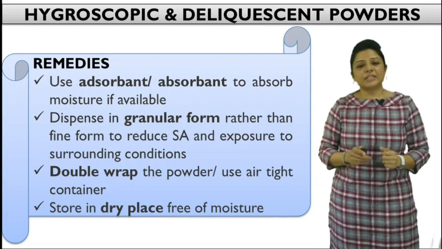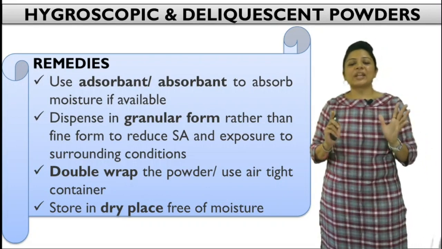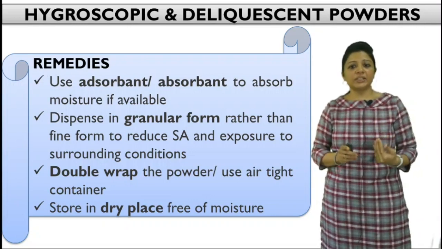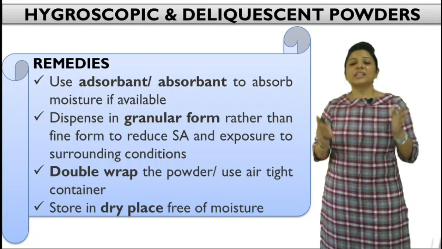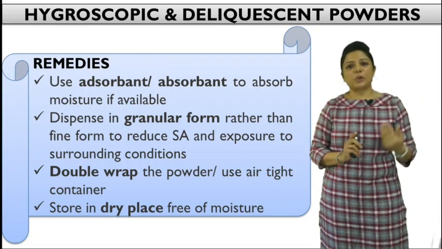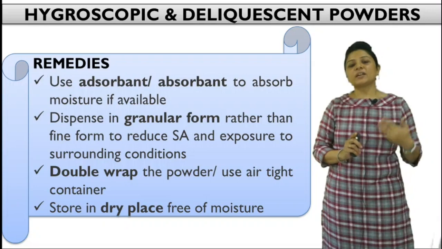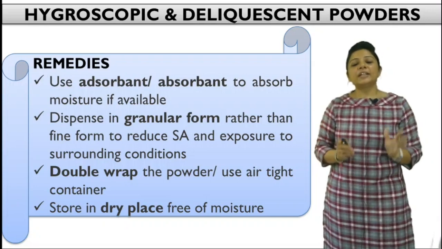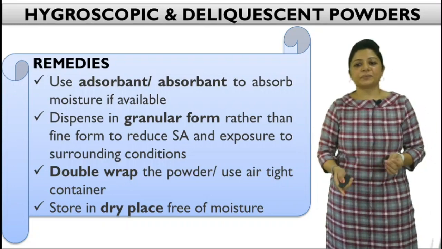So what are the remedies while dispensing? You can use a suitable absorbent or adsorbent that can absorb the moisture if it penetrates the formulation. Then you can dispense such powders in granular form so that the overall surface area is reduced and the interaction of the powder with the moisture can be reduced. You can double wrap the powder using environment-sensitive packing papers, and you have to store such powders in a dry place where humidity is less.